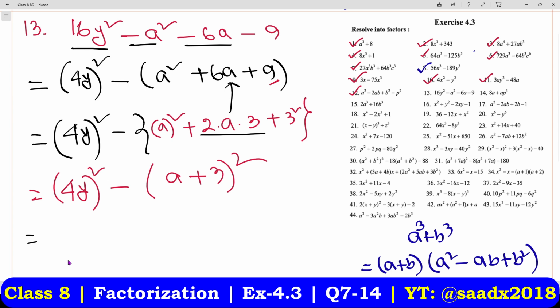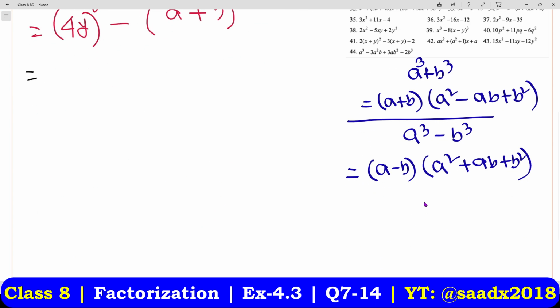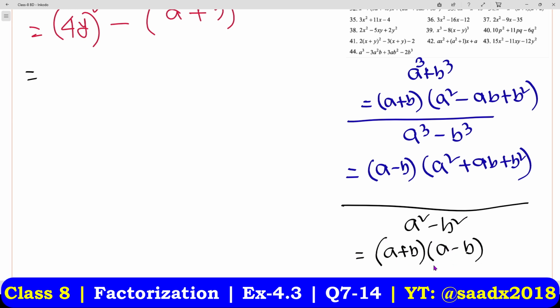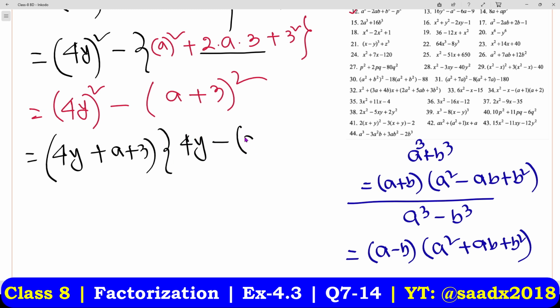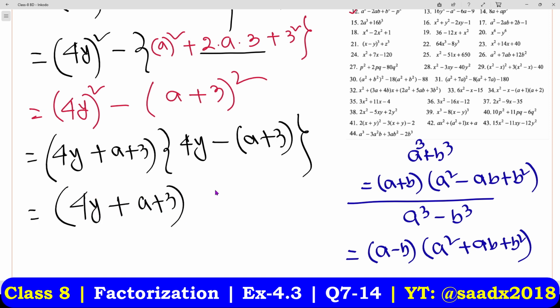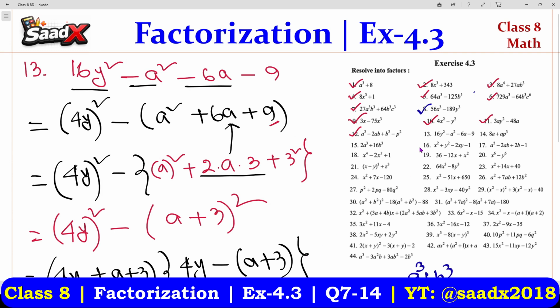So finally we can write as per law, which is a square minus b square can be written a plus b times a minus b. So this one is looking 4y plus a plus 3 and 4y minus a plus 3. Okay, so finally 4y plus a plus 3, and this will become 4y minus a minus 3. This is our answer. So number 13 done.